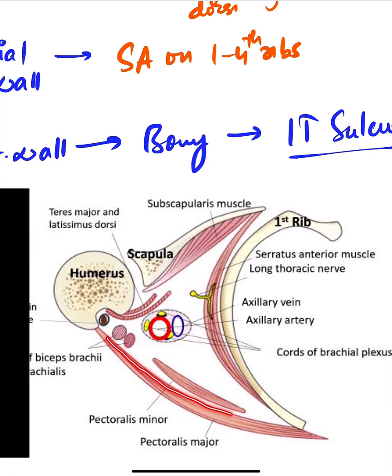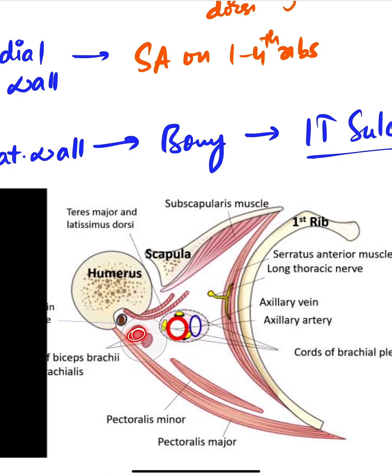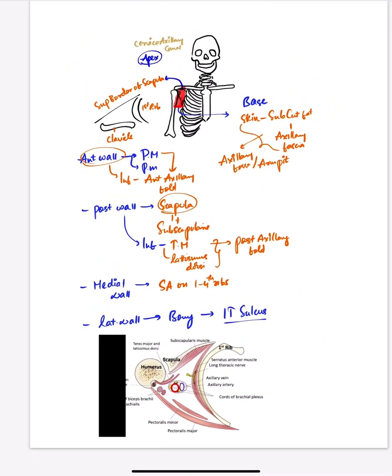Anteriorly it is formed by the pectoralis major and pectoralis minor, posteriorly by the scapula and subscapularis muscle. Posteriorly, very inferiorly, you find the latissimus dorsi and the teres major. Medially you have the serratus anterior, and laterally you have the intertubercular sulcus, where you find the biceps brachii and brachialis tendons, etc. So these are all the boundaries of the axilla.